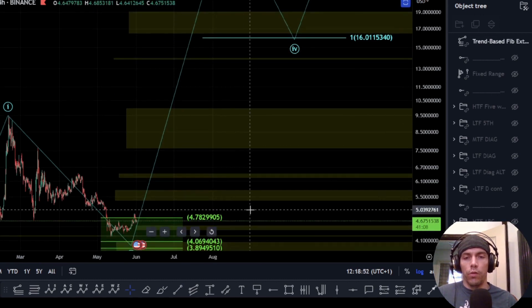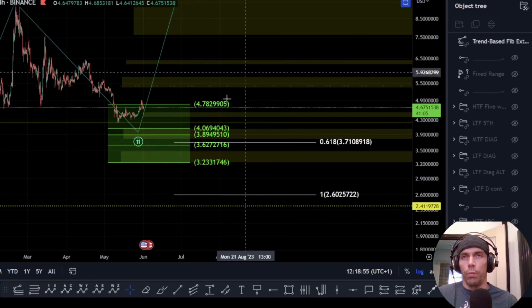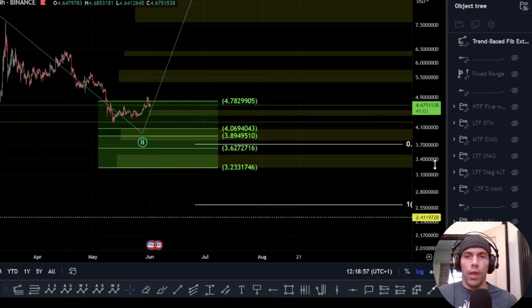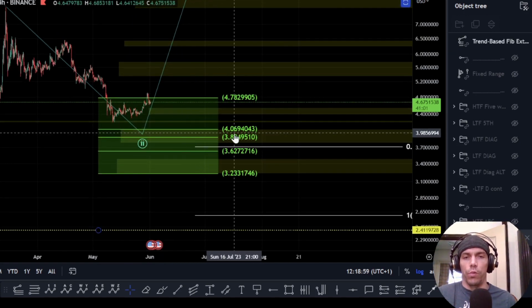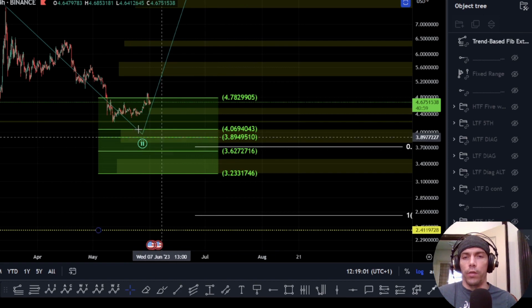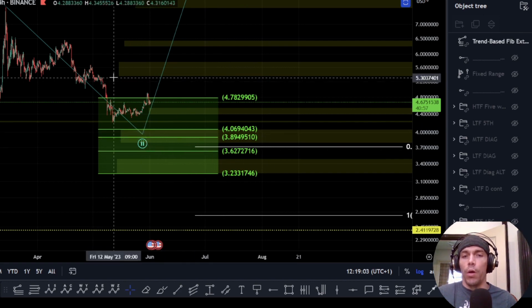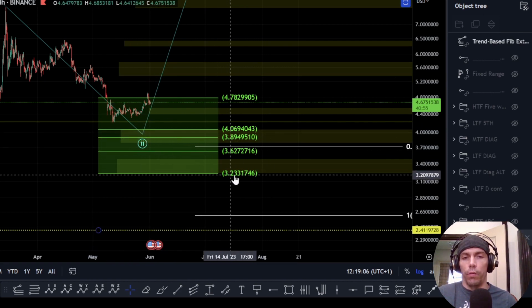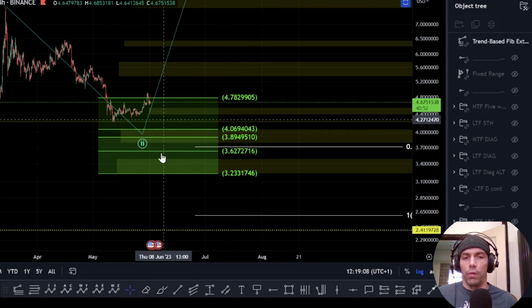If we do continue to maintain this, we could actually look for this push to the upside. So an interesting area here would actually be lower down towards this 406 to this 389. So that would be looking at this golden pocket area. Also, if we did move lower down, this area here of this $3.23 would be a zone of interest to me.